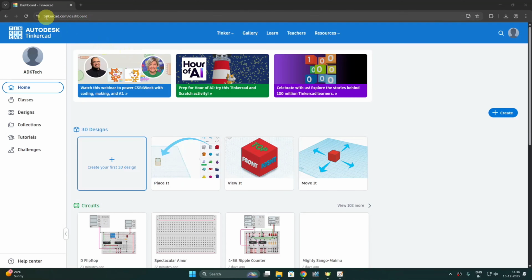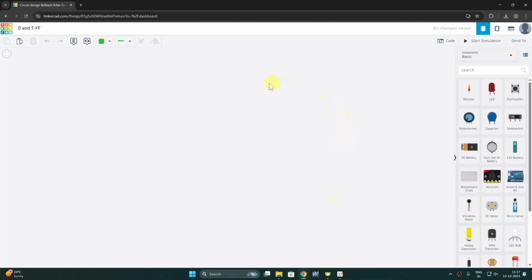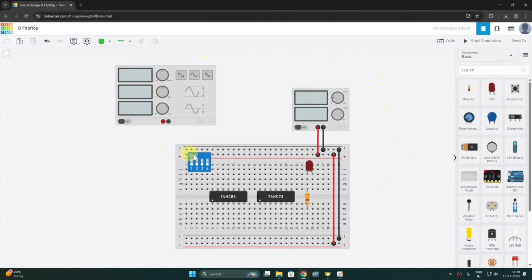Go to tinkercad.com and click on create new circuit. So a new blank circuit will open. On the left hand side, you can find various components available. So we will quickly drag required components for our circuit like this. Now you can see we have taken all the required components.